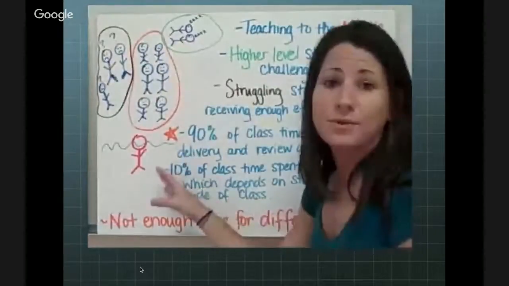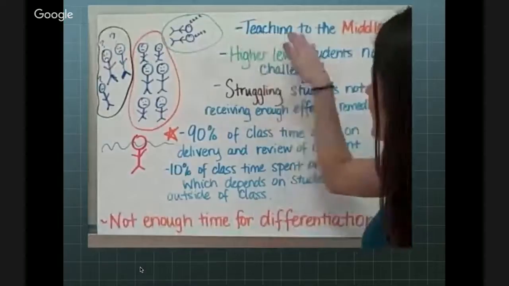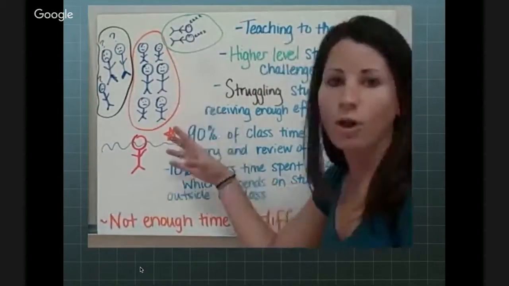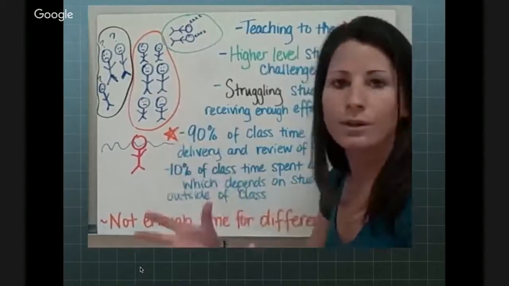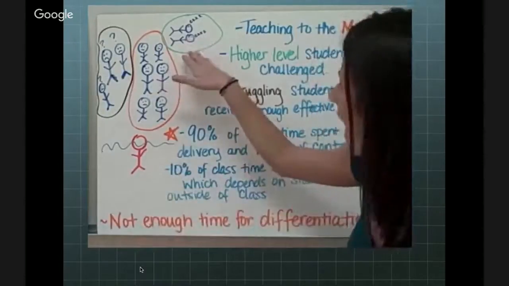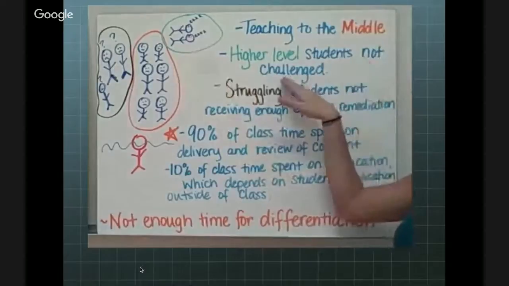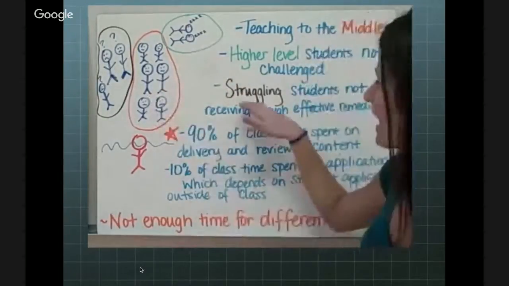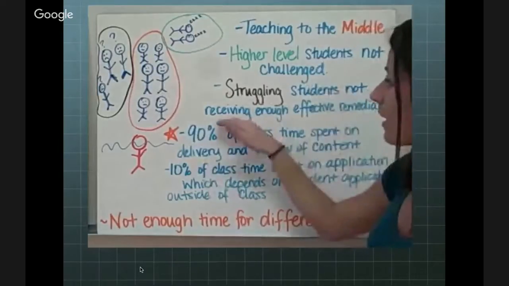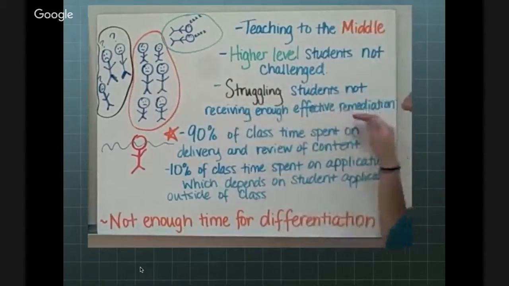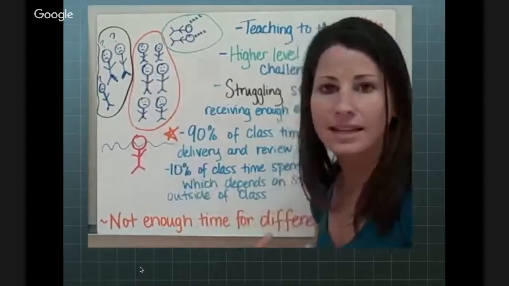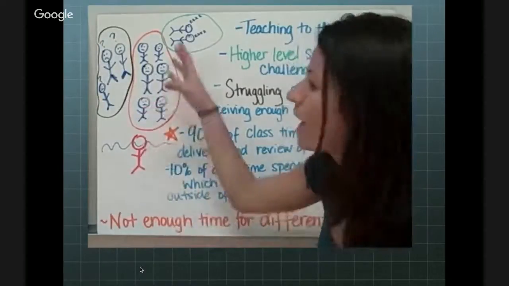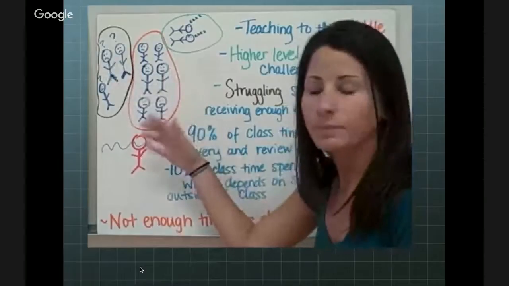I've been teaching math for the last 5 years, and this is why I flipped my classroom. This is what my classroom used to look like. I was teaching to the middle group of the class, the students that could follow along with what we were doing, and we were going through the content, while I had a group of higher level students, not challenged, bored with the information, ready to move forward. And I had a struggling group of students that were not receiving enough effective remediation. They didn't have the basic content they needed to be working on the content we were currently covering, or they needed more help in order to be successful.